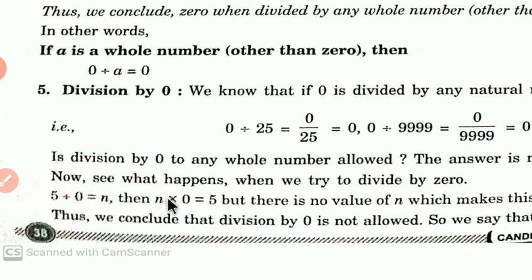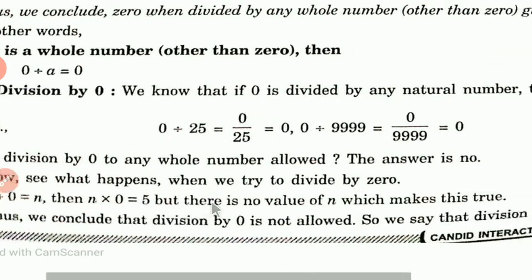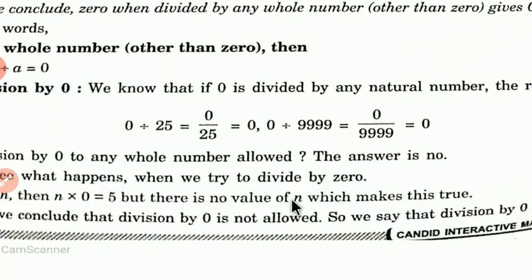n means any number. Then we can write it as n times 0 is equal to 5. And we know that if we multiply 0 with any number, the answer is 0 always, which is not equal to 5. It means it is false. There is no value of n which makes this true. We would have to put in a number such that if we multiply it with 0, we get 5. But if in place of n we keep any number, we will get the answer 0 always, because if we multiply by 0, the answer is 0. So there is no value of n which makes this true.